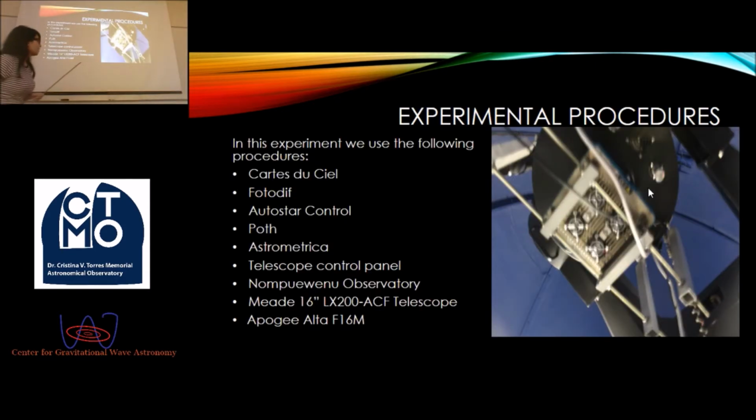For the experimental procedure, I used the following: Gardus, Photometrica, Astrometrica, telescope control, and the observatory looking at the sky, as well as the 16-inch LX200 telescope and the new Apogee Alta F16M. Usually, you use the Apogee actually. Yes, you didn't use the Santa Barbara. Actually, Sebastian and I reinstalled the new Apogee with the guidance of Carla. Carla only told us what to do and how to do it, so it was a really nice experiment. And I actually like the Apogee F16M.